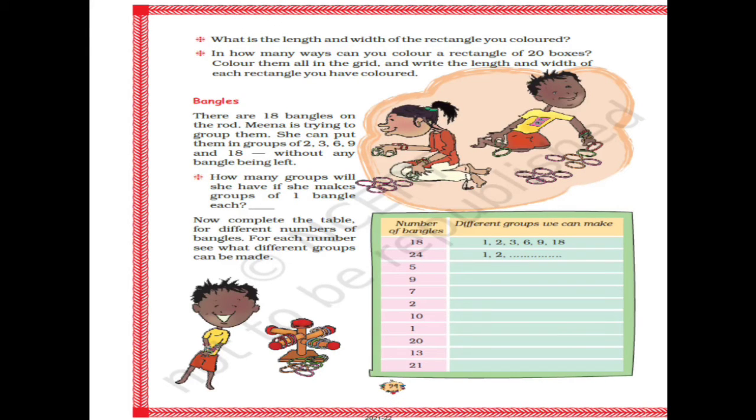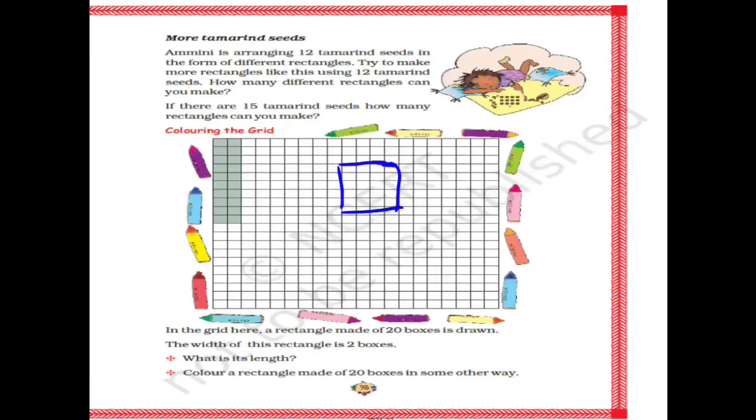What is the length and width of the rectangle you colored? Now, after coloring the rectangle, you have to find the length and width. So let's count for this rectangle. So what is the width? Let's count 1 2 3 and 4. So the width of the rectangle is 4 boxes. For length 1 2 3 4 and 5. So for length it is 5 boxes.